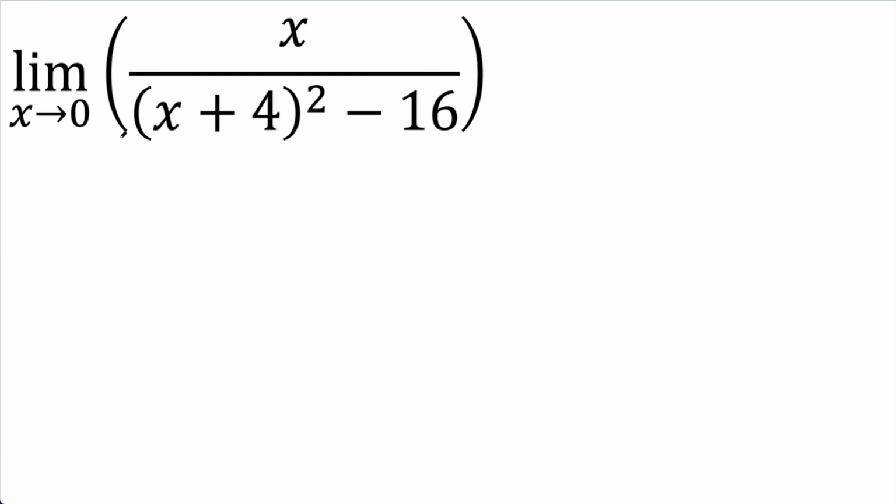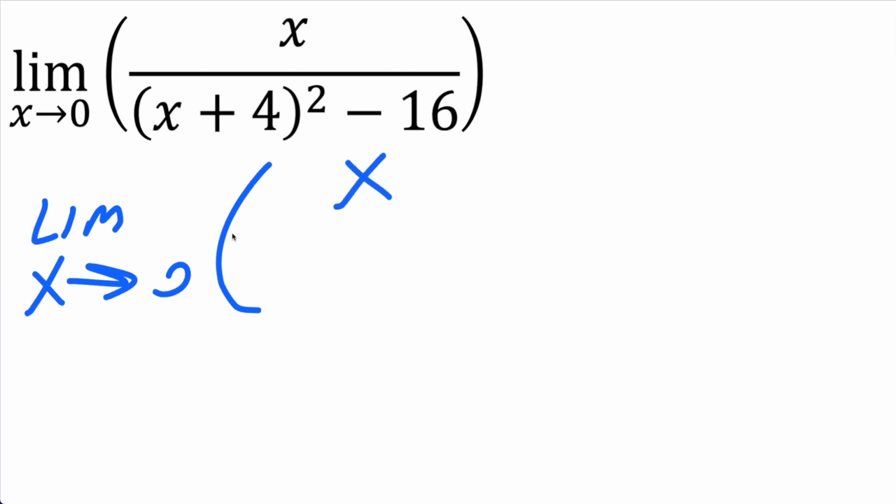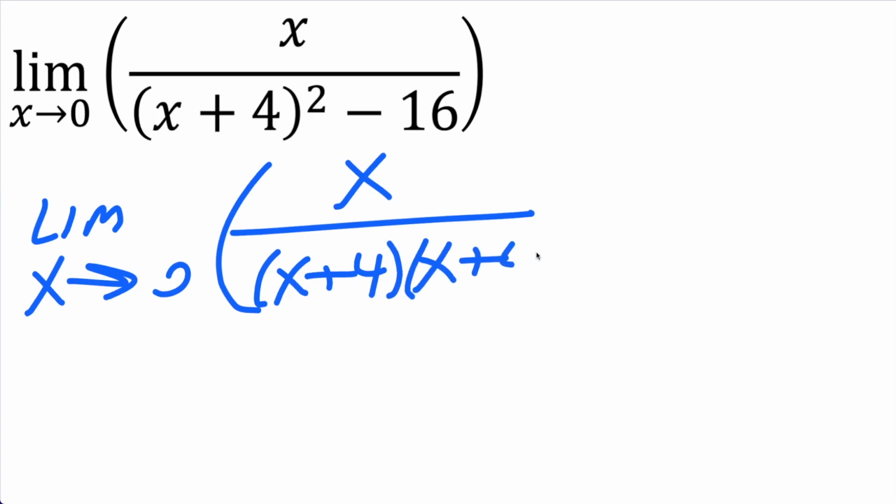So it didn't work, so what I would recommend doing is expanding this piece out. So we will rewrite this as the limit as x approaches 0 of, the numerator we get to keep, and this piece we want to expand: (x + 4)(x + 4), because here it was (x + 4) squared, so they're equivalent, minus 16.